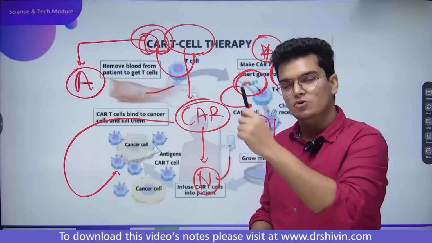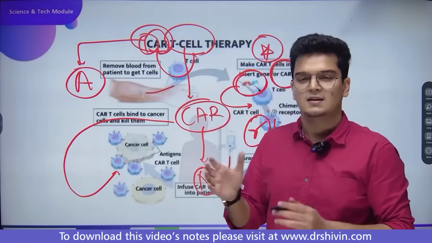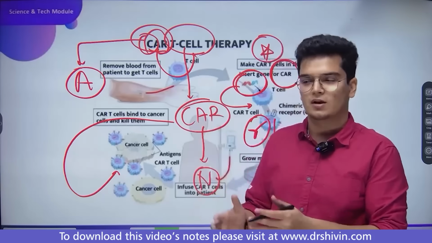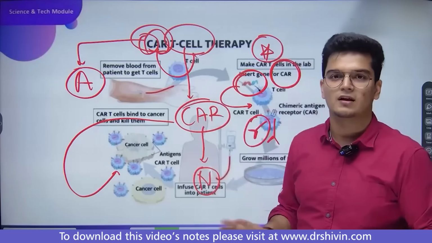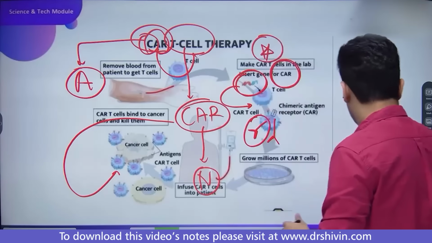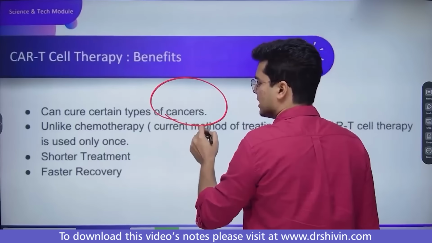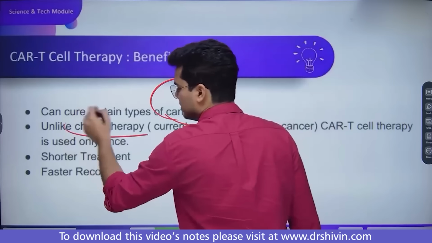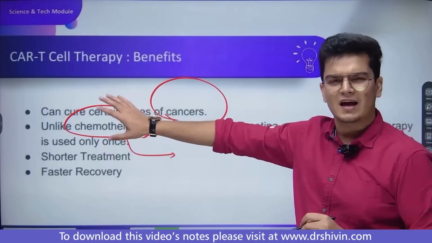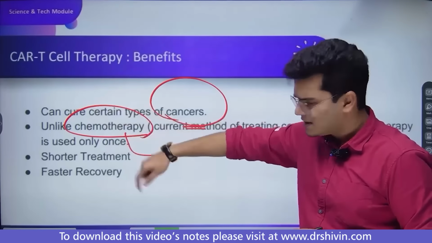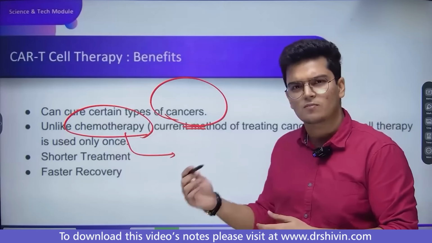Okay, now that you know genetic modification, you know ligation, you know sticky ends, you know restriction endonuclease, you know how genes are cut and how they are joined together. This thing is clear to you. Okay, all right. What are the benefits? It can help in curing certain cancers. The current method is chemotherapy to cure cancer, but chemotherapy has to happen multiple times, and it has the effect of killing normal cells also.